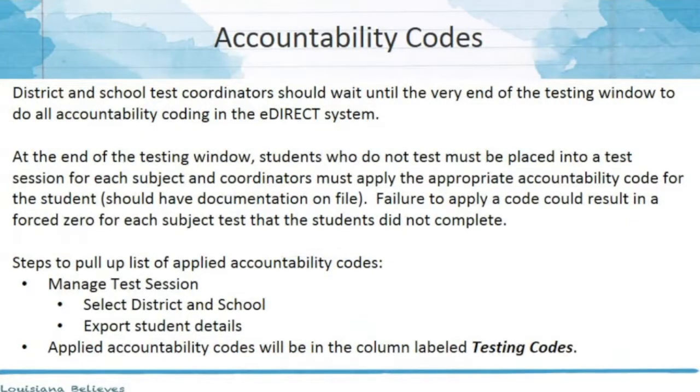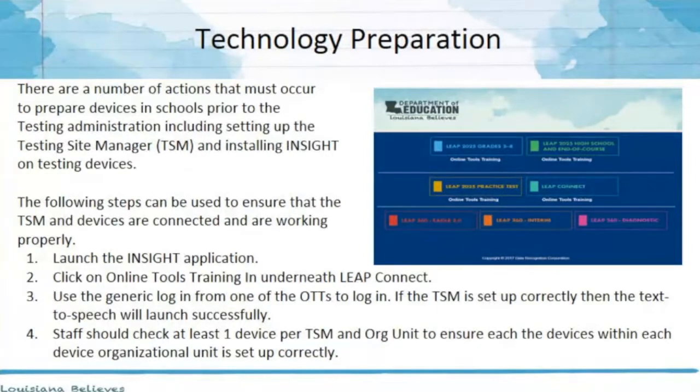For accountability coding tests, you all should wait to the end of the window to do this. What you'll do is take students who didn't test and put them in a test session for each subject and then apply those accountability codes. The directions here explain how to do that, but you will wait till the end of the window.